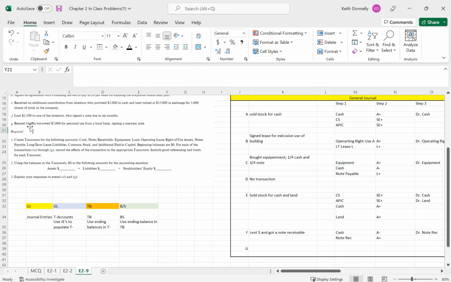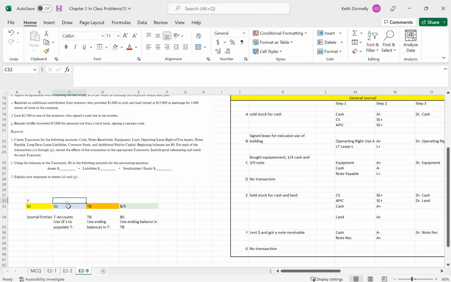And then G, it looks like one of the owners borrowed $7,000 for personal use. Now this means because it was personal use, there's no transaction here. In other words, we only care about what the business does, right? That's separate entity assumption. We're not as concerned with what the actual owners are doing in their personal time with their personal uses here. So for this reason, right, we're not going to have a journal entry for this. So with that being said, right, we've done the general journal.